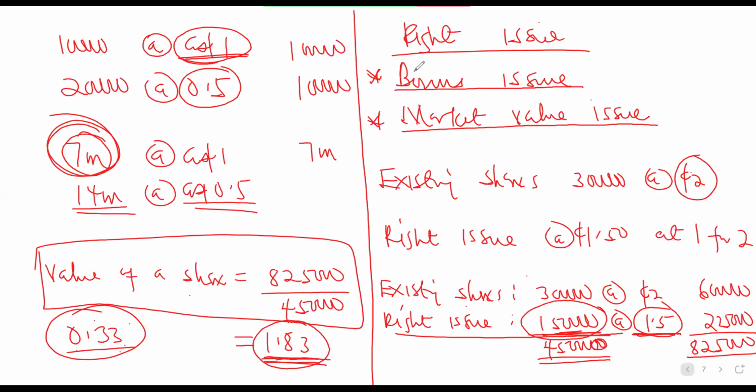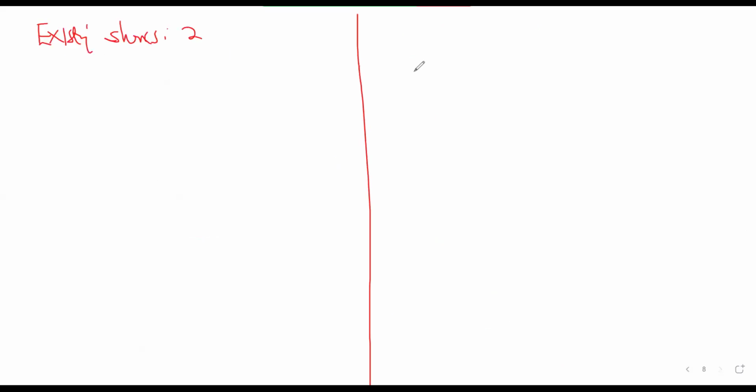So let's look at the units, how you are going to be calculating the theoretical XY price. So you come here to existing shares. We are doing it on unit basis. How many existing shares are we bringing for one new share? The right issue is 1 for 2. Two for one. Okay, so we are bringing 2 at a price of what? 2 cedis, isn't it? Yeah.